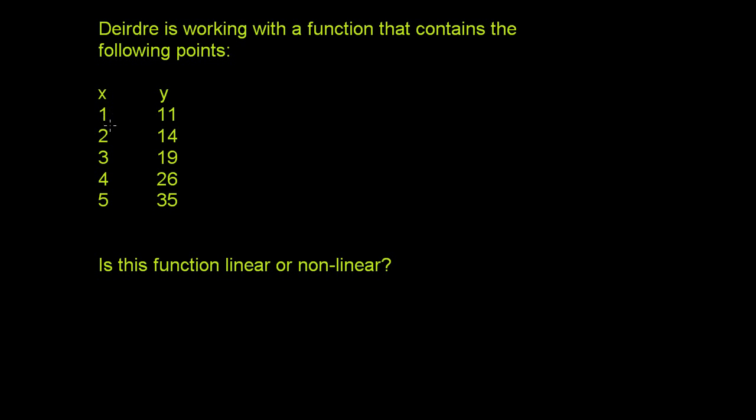If for each change in x, so over here, x is always changing by 1. So since x is always changing by 1, the change in y's have to always be the same. If they're not, then we're dealing with a nonlinear function. And we can actually show that by plotting it out.